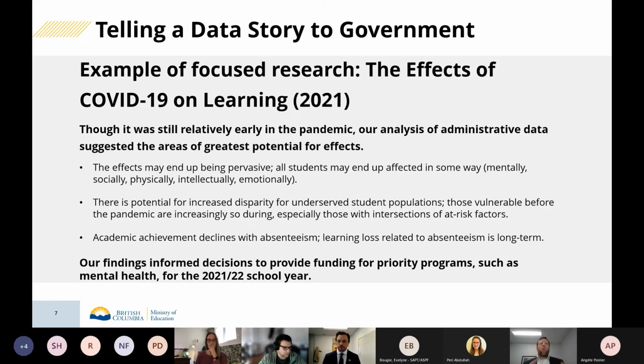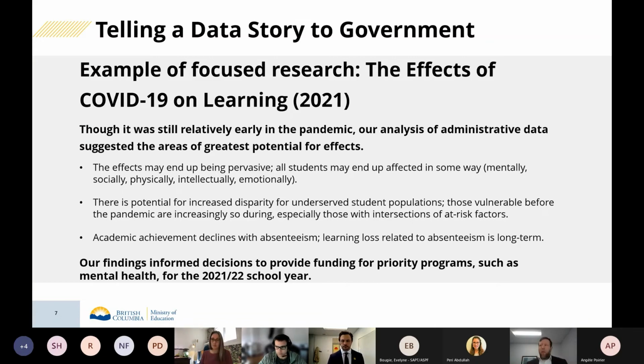And in this case, what we were able to see was that we think the effects were going to be pervasive, that all students could be affected in some ways. We had to have an open mind to that. A very big finding was the potential for increased disparity in underserved student populations, so that those vulnerable before the pandemic were increasingly so during, and especially those with intersections of at-risk factors, that we could see very early on. And the work we're getting into now, we're looking to see what actually happened there, if anything.